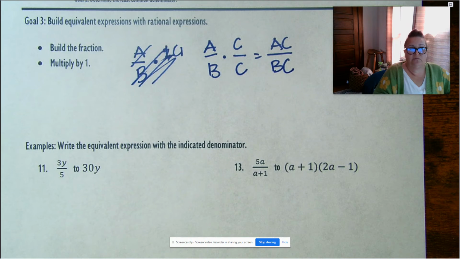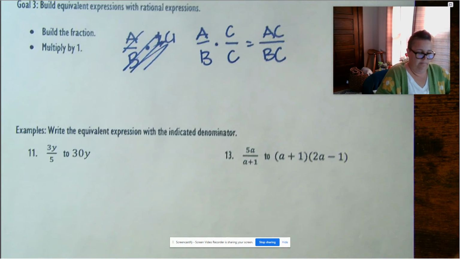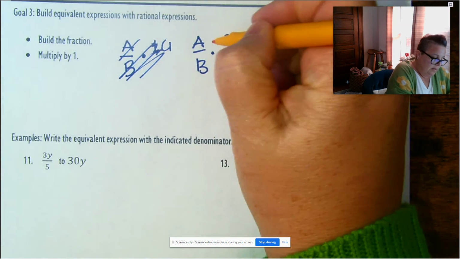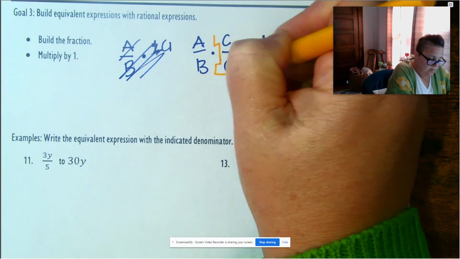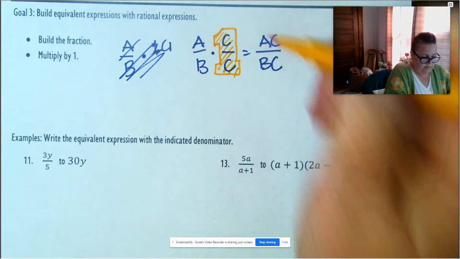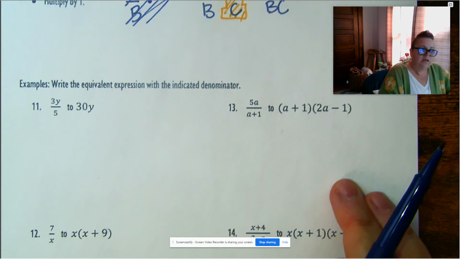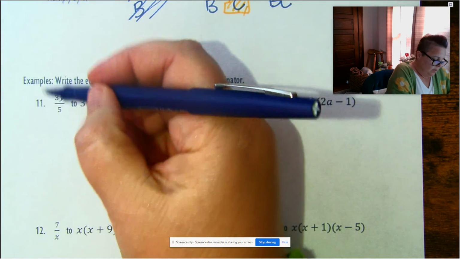So here's what we want to do. We're in effect multiplying by 1 because C over C is just a fancy way of saying 1. So as long as we multiply by that polynomial over itself, we're good. Okay. We want to take 30y over 5.